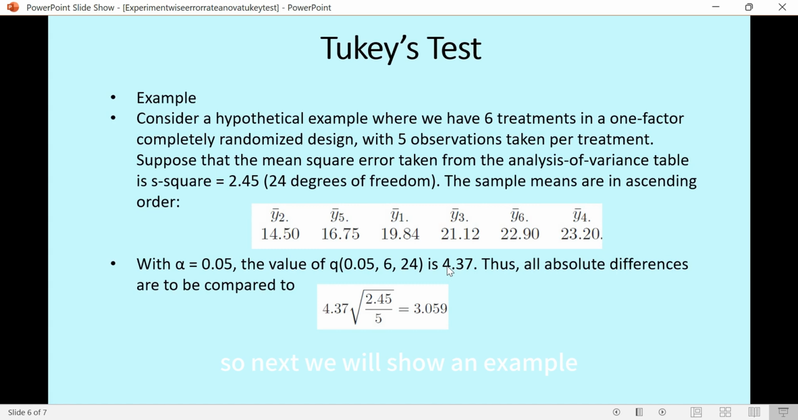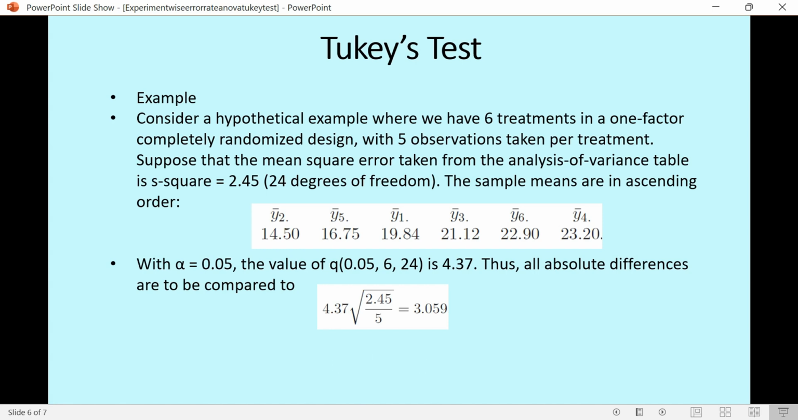So next we will show an example. Consider 6 treatments, so 6 groups in a one-factor ANOVA, with 5 observations for each treatment. And S square, the pooled mean square error, is about 2.45 with 24 degrees of freedom. And this is the treatment mean value for each group from the lowest to the highest value. And from Tukey's table with alpha level 0.05, with 6 treatment groups and 24 degrees of freedom, this value is 4.37.